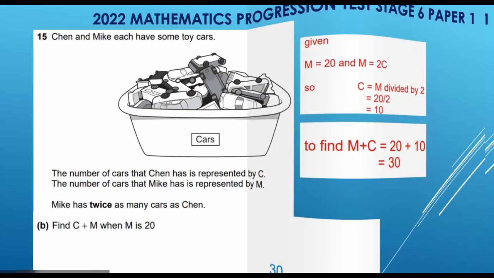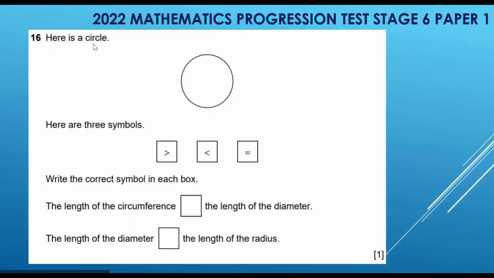Next. Question 16. Here is a circle. Here are 3 symbols. Write the correct symbol in each box. The length of the circumference, blank, the length of the diameter. The length of the diameter, blank, the length of the radius.